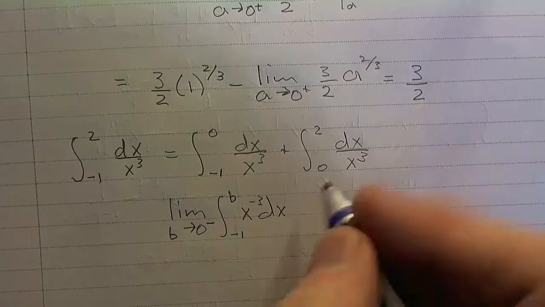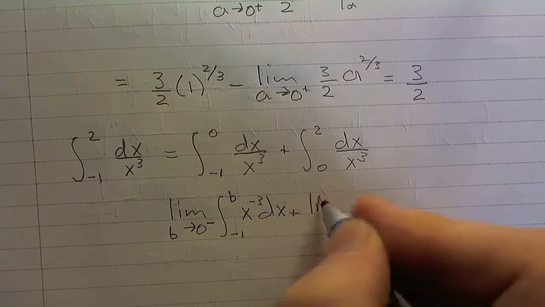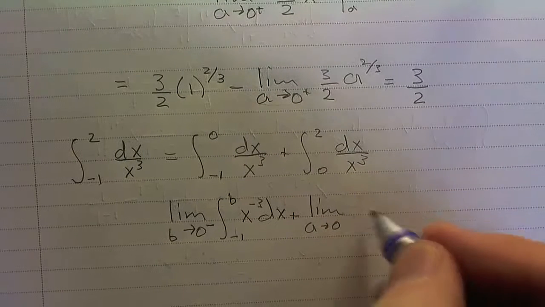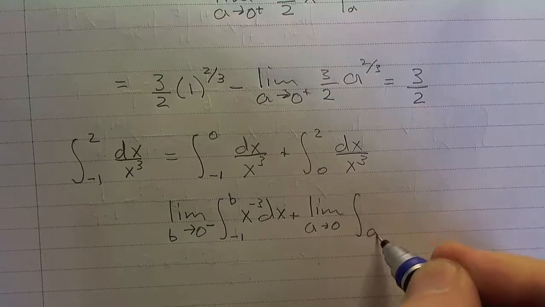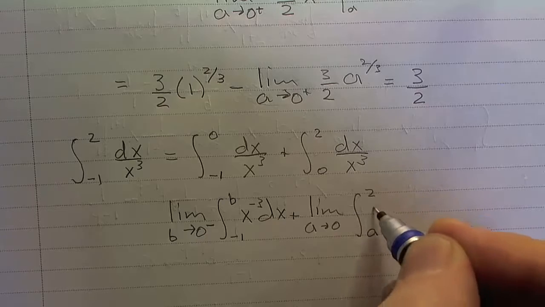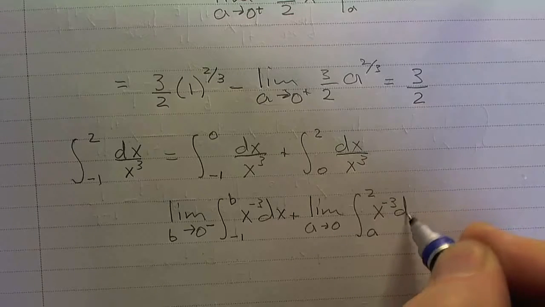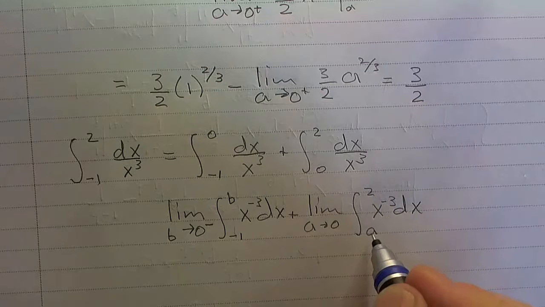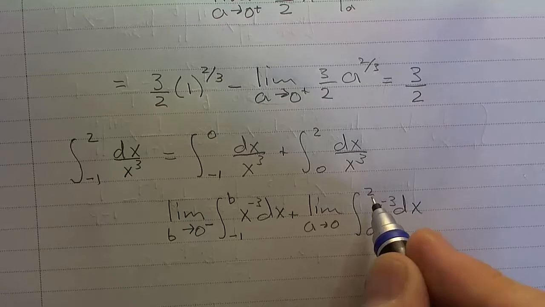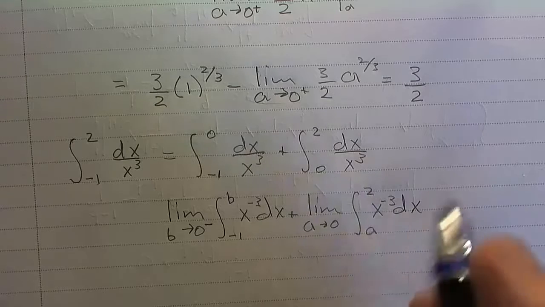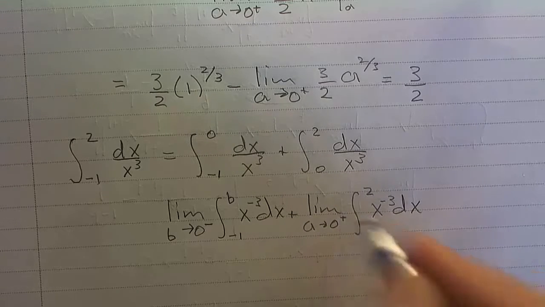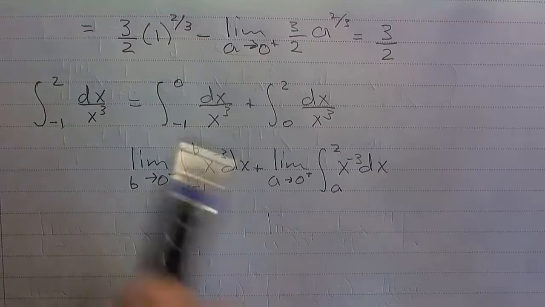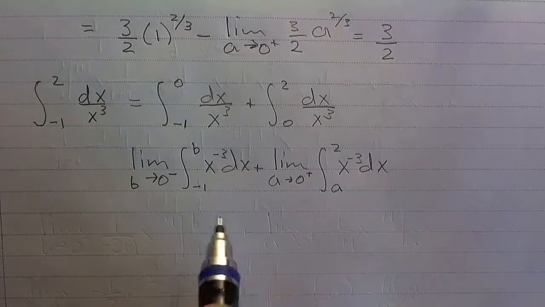Then we have the limit as a goes to 0, and I'll fix that in just a second, but we're going from a to 2 of x to the -3 dx. Now notice this time we're approaching from the right. a is on the left-hand side of the interval and 2 is on the right, so we're approaching from the right.